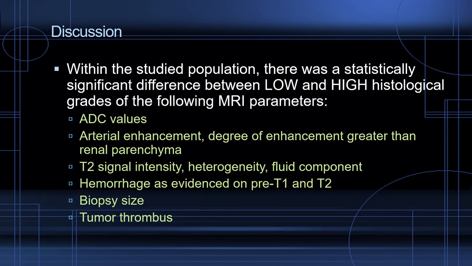In particular, ADC values, arterial enhancement, a degree of enhancement greater than renal parenchyma, T2 signal intensity, heterogeneity, and fluid component, as well as hemorrhage, biopsy size, and tumor thrombus were differentiators within our study population.